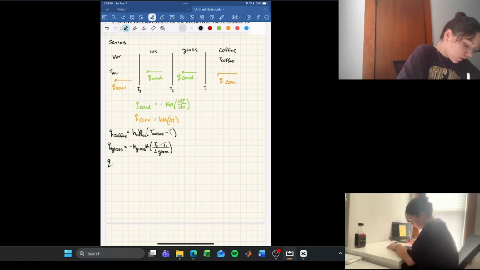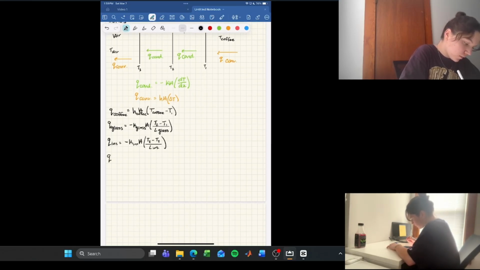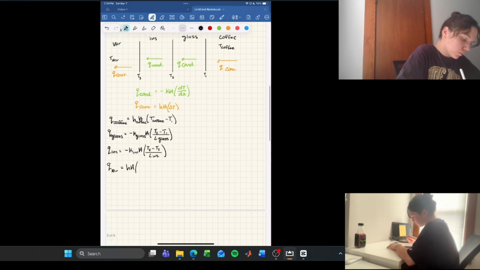This is similar for the insulator: the negative thermal conductivity of the insulator times the cross-sectional area times the change in temperature, which was T3 minus T2, and this is over the length of the insulator. And then for the air, the heat flow was by convection. So you have to do the convection coefficient of the air times the cross-sectional area, and the change in temperature is going to be T3 minus the temperature of the air.